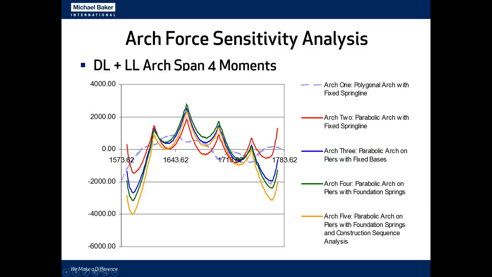Instead of being fully fixed at its base, now it's on tall piers, the blue line. Then instead of having the tall piers be fixed at their bases, they have the actual spring constants of the spread footings on shale, the green line. And then we incorporate moments based on the anticipated construction sequence, how it's sequentially erected rather than all at once, and you get the total moment in the yellow line. So you can see that adding all of these parameters to the structural modeling of the bridge has quite a significant effect on bending moments.